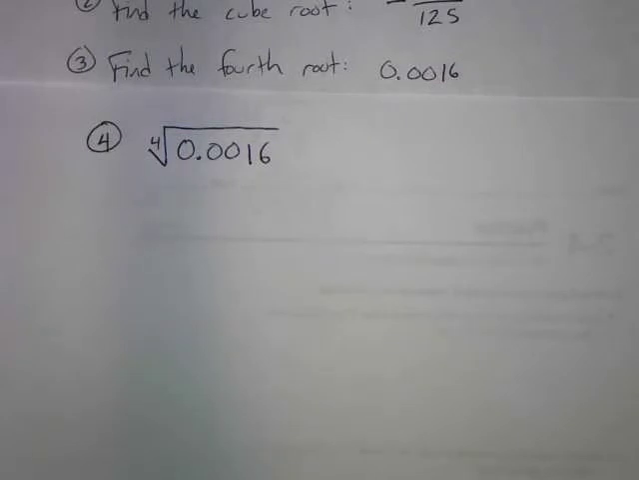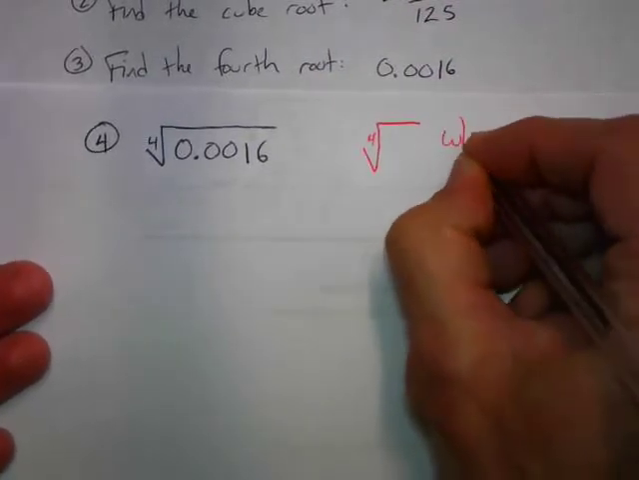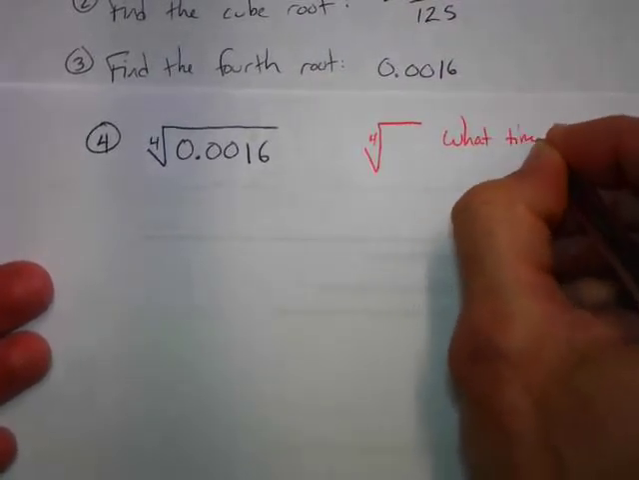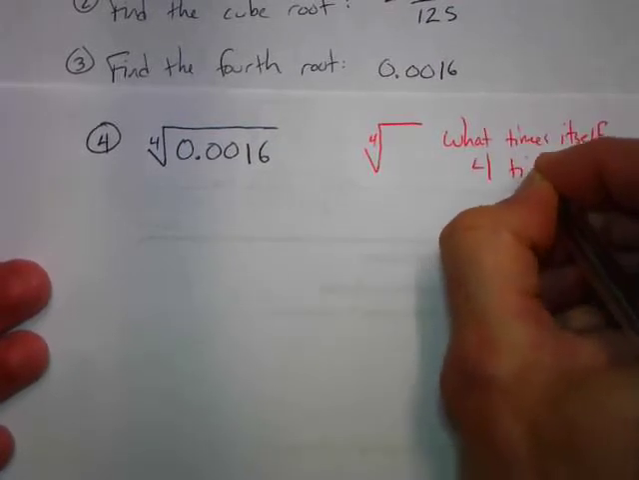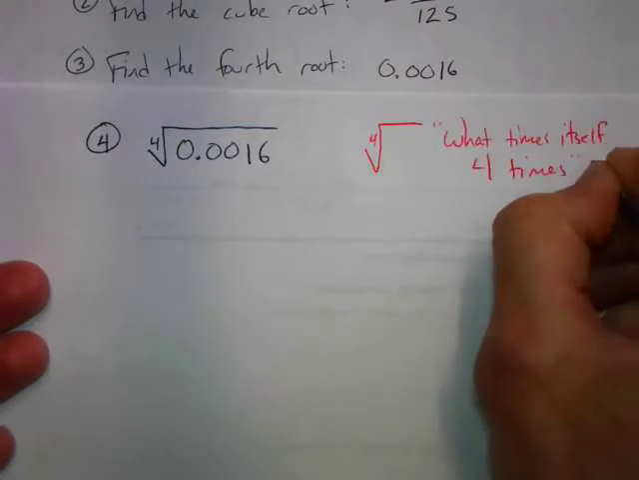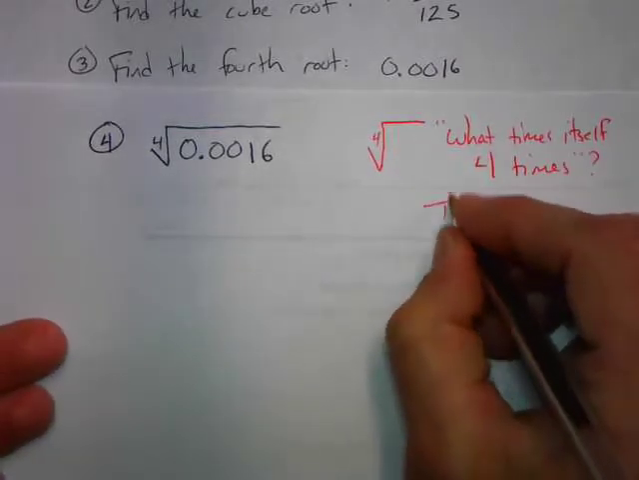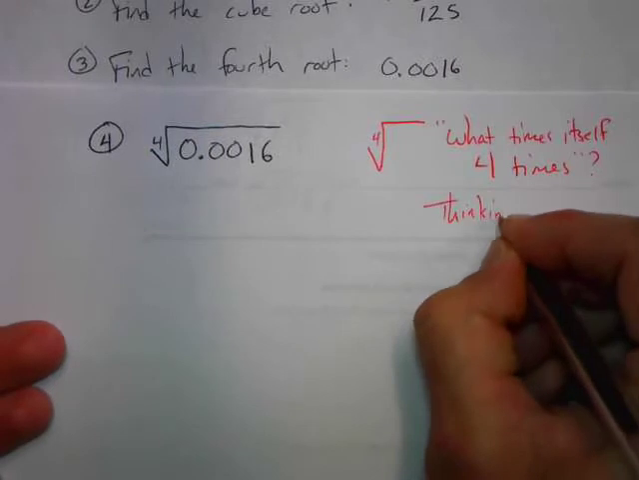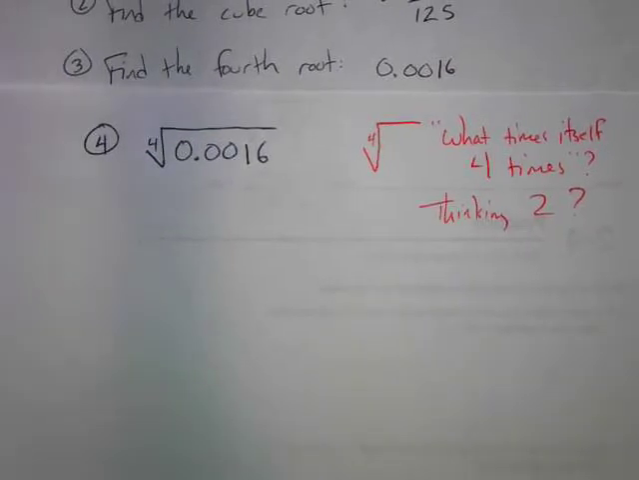So we have the 4th root of 0.0016. Remember what the question is asking. The 4th root is asking, what times itself 4 times gives us 0.0016? And you focus on the 16. You might be thinking, well, 2, right? Because 2 times itself 4 times is 16.